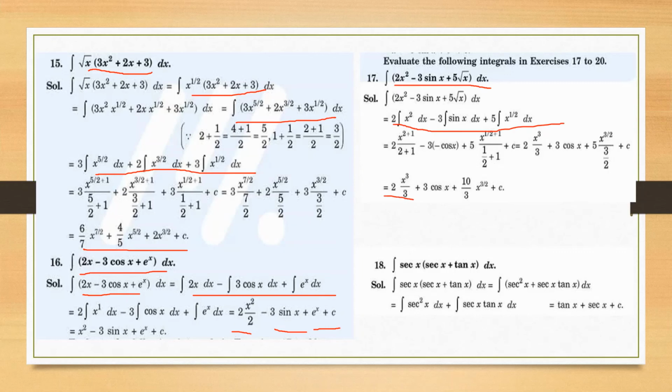Secant x into secant x plus tan x. So remember, the product rule is not applied here, that we will study when we study integration by parts. Here you have to think of multiplying the brackets. So it becomes secant square x plus secant x tan x. Separate the two integrals. Now the integral of secant square x is tan x. Why? Because d/dx of tan x is secant square x, and the integral of secant x tan x is secant x plus c.